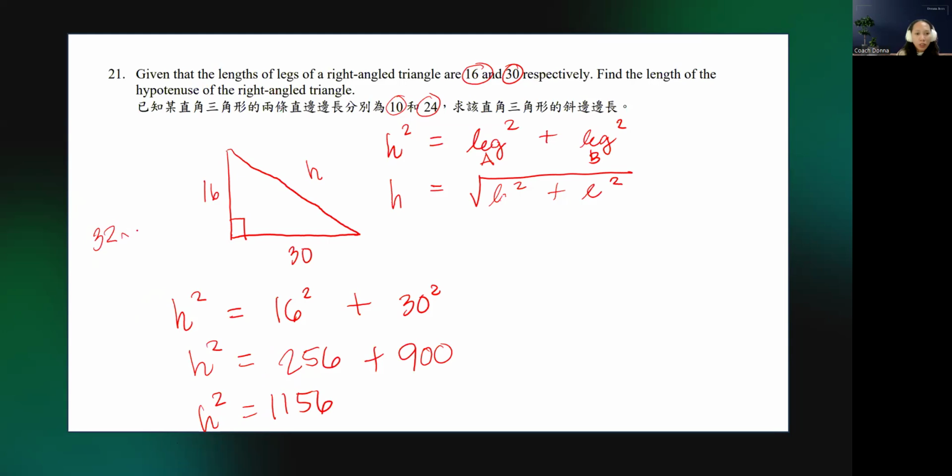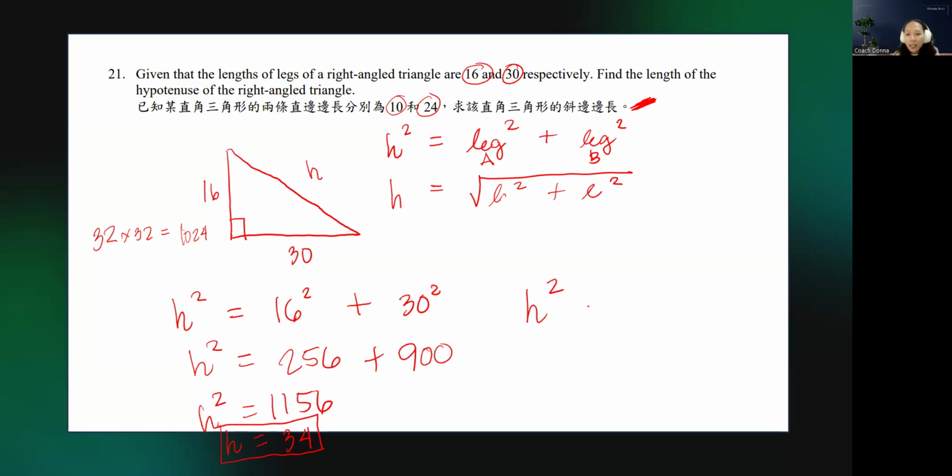32 times 32, you'd get 1024. All right? So we're still a little far. If we have 34 times 34, we could actually get our answer. So h is equal to 34.